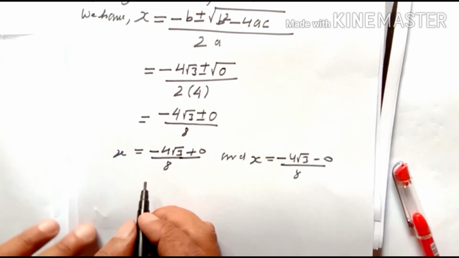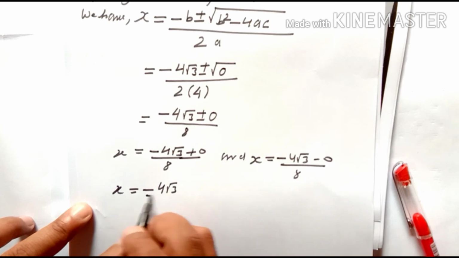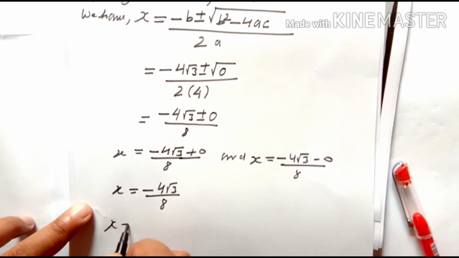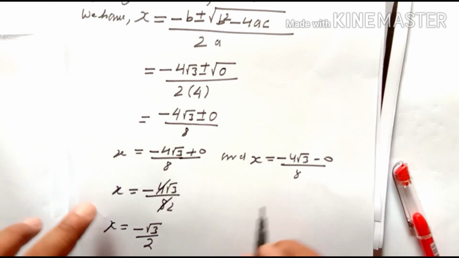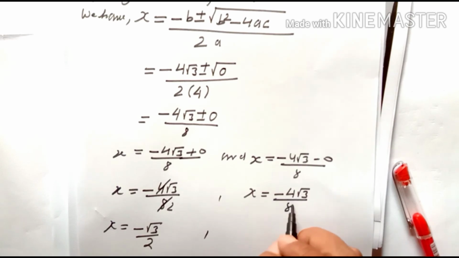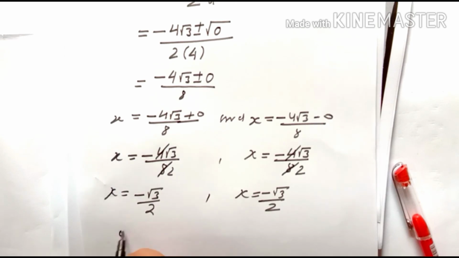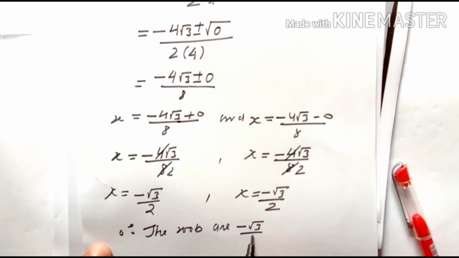After that, x equals minus 4 root 3 plus 0 will remain the same here. These two are divisible by 4 table, so 4 into 2 times, so minus root 3 divided by 2. Similarly here, x equals minus 4 root 3 minus 0 will give the same result, so minus 4 root 3 divided by 8. Again here you can cancel by 4 table. X equals minus root 3 by 2. Therefore the roots are negative root 3 by 2 and negative root 3 divided by 2.